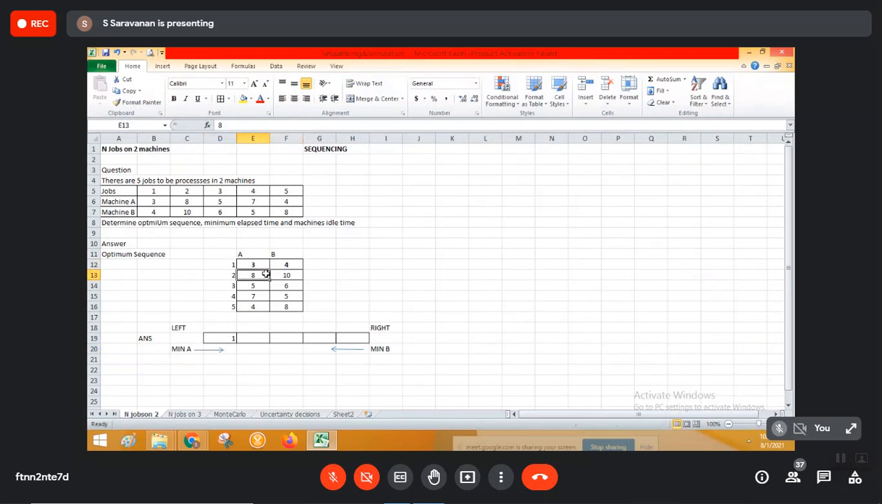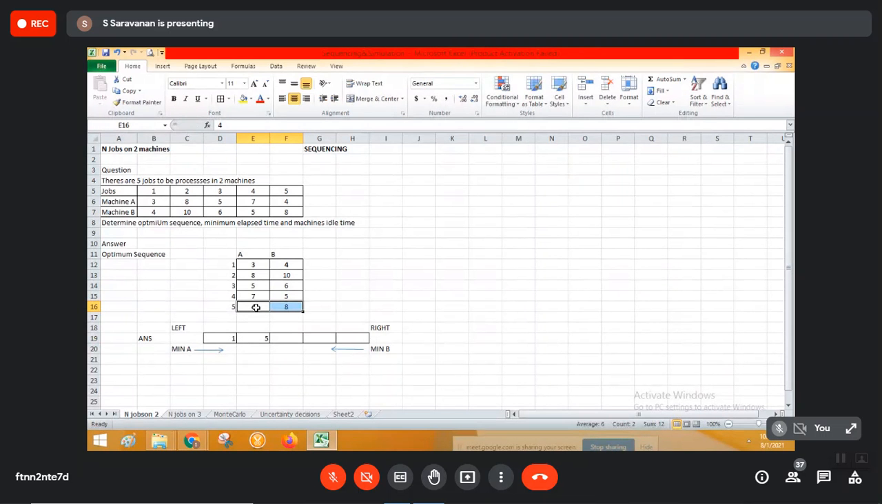So of the other numbers, 8, 10, 5, 6, 7, 5, 4, 8, which is minimum? Minimum is 4, right? So 4 is corresponding again to which specific machine? It is A. A means it should be on the left hand side. So I'm using job 5. So this is completed.